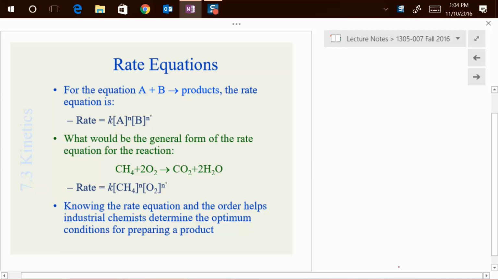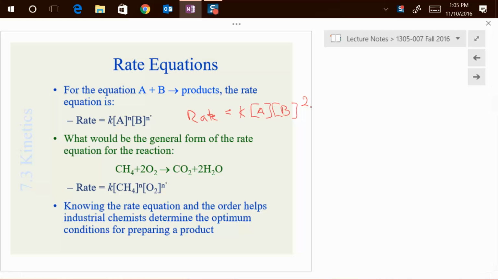Okay, so here we have the rate expression. Both reactants are included, raised to their orders, n and n prime. If they don't tell me what they are, I just leave it like that. If they tell me what they are, then I would include it. If they say A is first order and B is second order, then I would write rate equals the rate constant times the concentration of A, first order, times the concentration of B, second order, B squared. Okay? So they have to tell you what that order is.